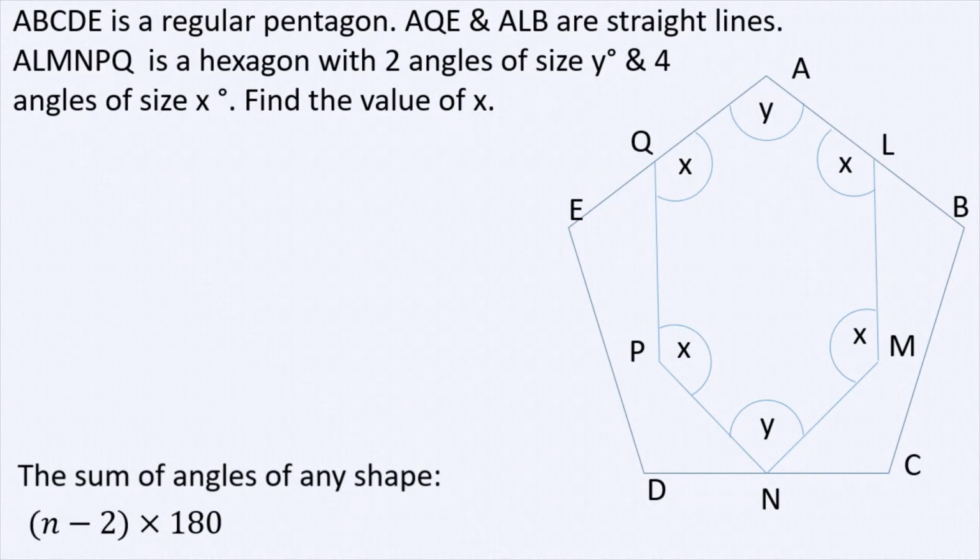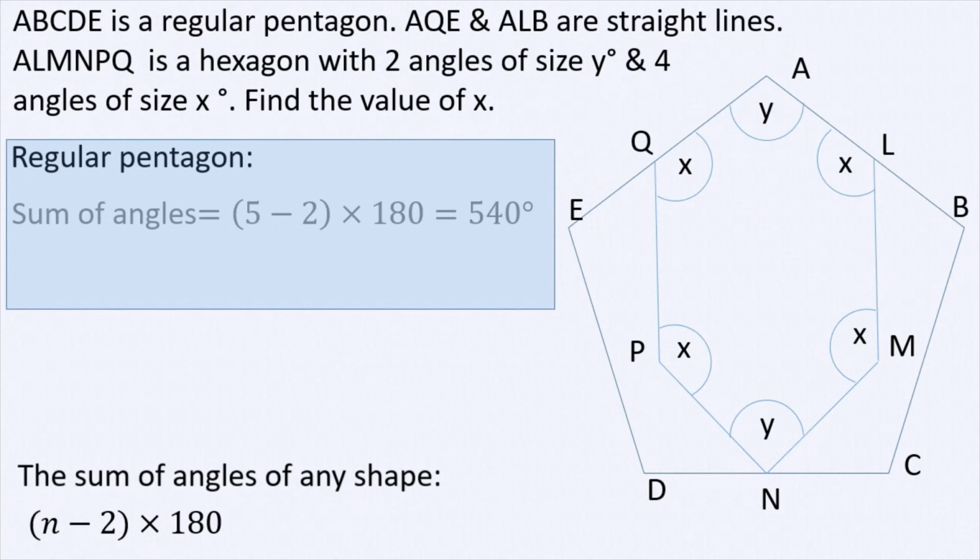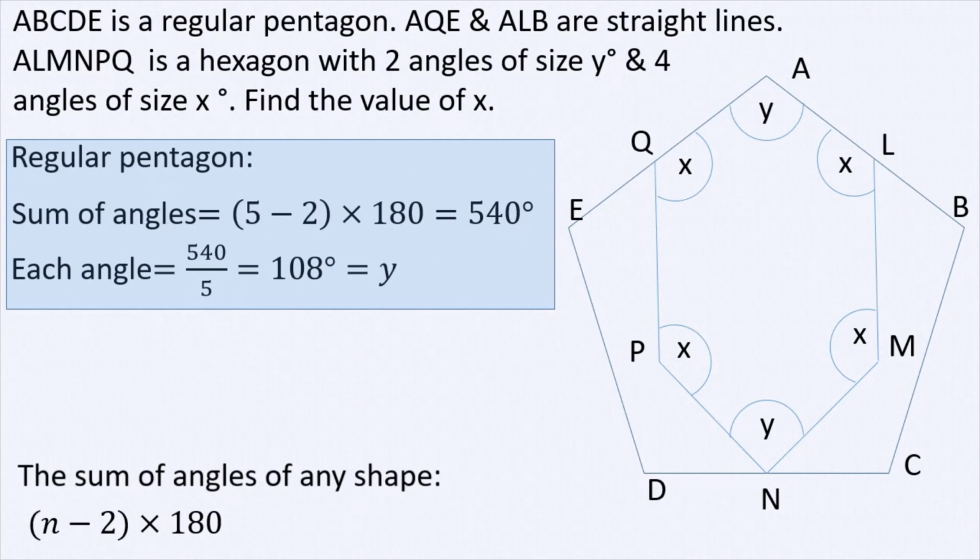We start with the regular pentagon. The sum of angles, as we have just calculated it, is 5 sides minus 2 multiplied by 180. This gives us 540 degrees. Each angle equals 540 divided by the 5 angles because it's a regular pentagon, and this gives us 108 degrees, and this is also equal to y.